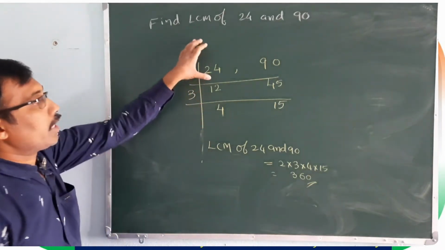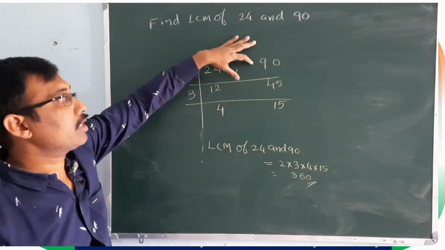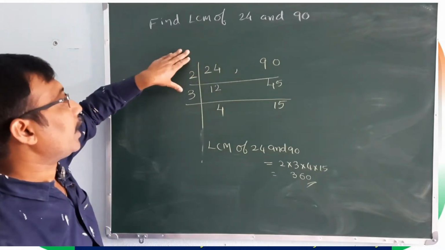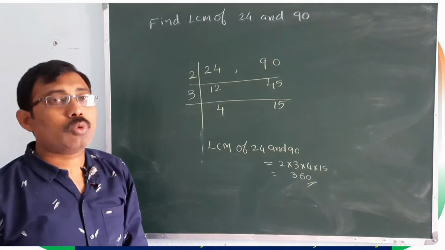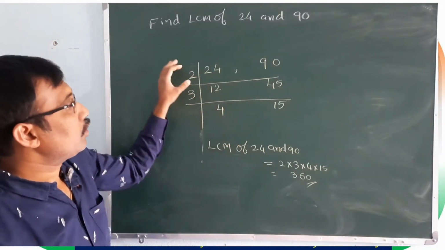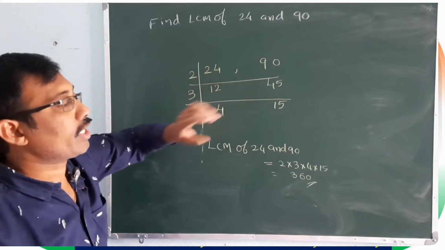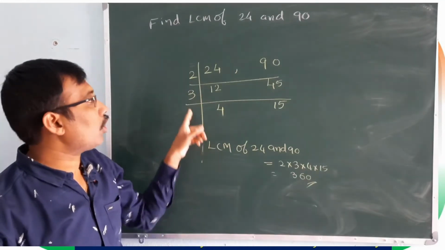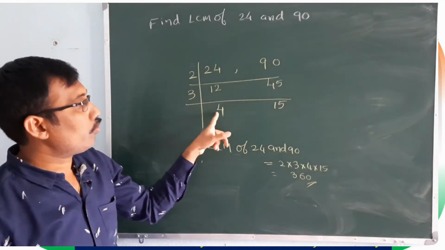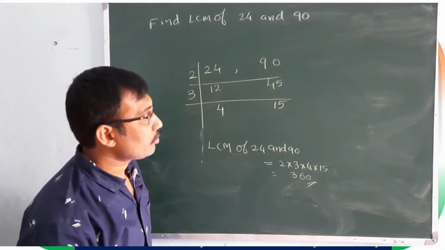So first, write the given numbers in a horizontal line separated with commas. Next step, take a number that divides at least two numbers, and take the highest such number. So 2 is the highest number. These two divide by 2. So 2 twos are 12, 2 fives are 45, 3 fours, 3 fifteens. After that, the product is equal to 2 into 3 into 4 into 15. Okay. Next, another question.